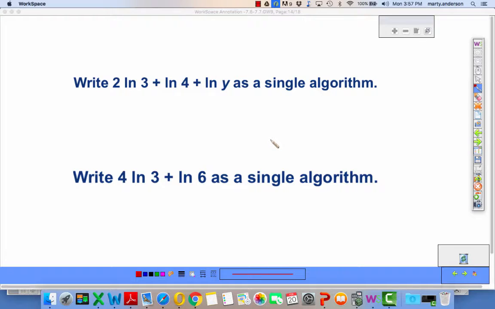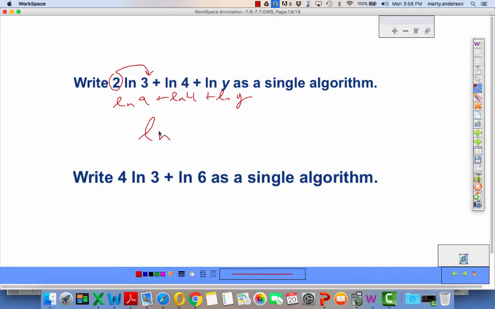All of the same rules for what we've been doing will apply to natural logs. I would apply the power rule, and I'd put that up there. And then I would have ln of 3 squared, which is 9, plus ln 4, plus ln y. If I wanted it as a single, this would mean multiplication. 9 times 4 times y, 36y. And you're done. Down here, put the 4 up top.